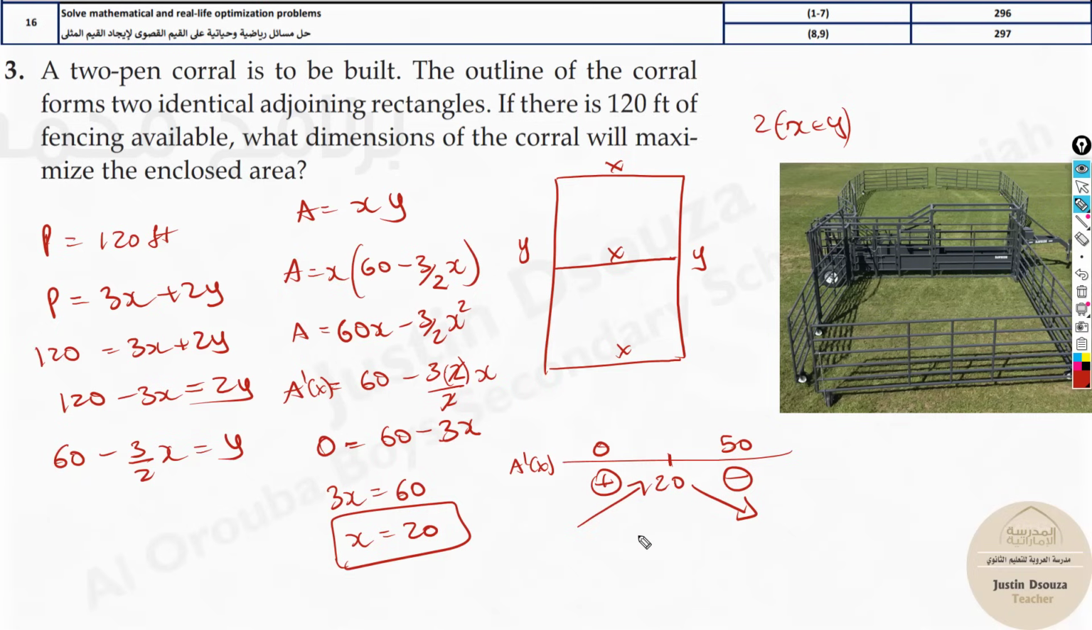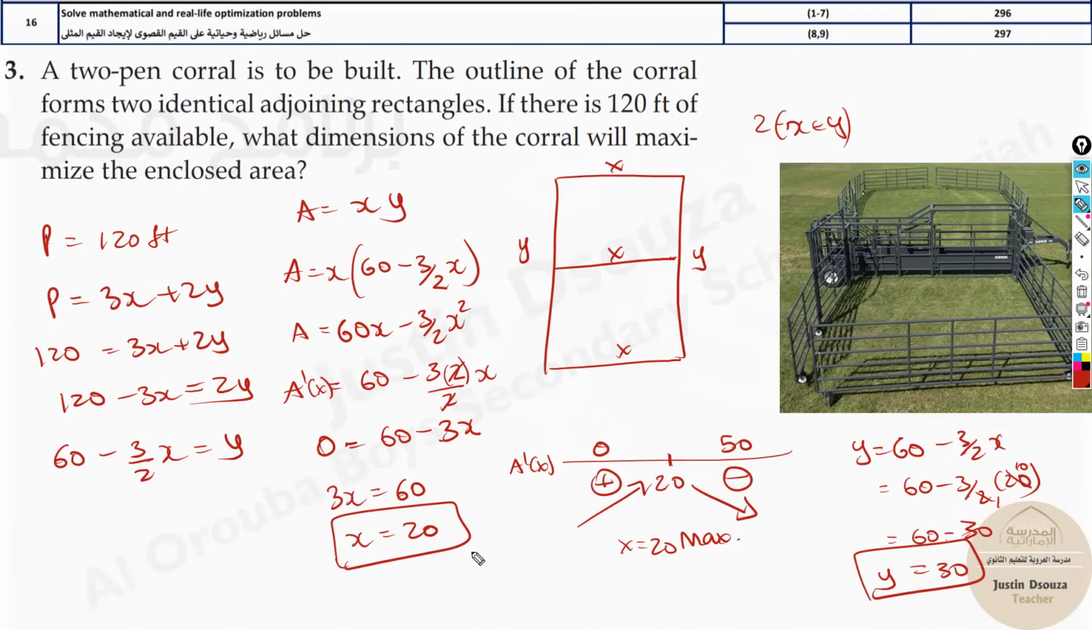And this is the thing. X equals 20 is maximum value. And now you have the x value already, substitute and find the y value. Y is equal to 60 minus 3 by 2x. That means it's 60 minus 3 by 2 into 20. It will be 60 minus 3 times 10 is 30. It's 30. Y is 30.